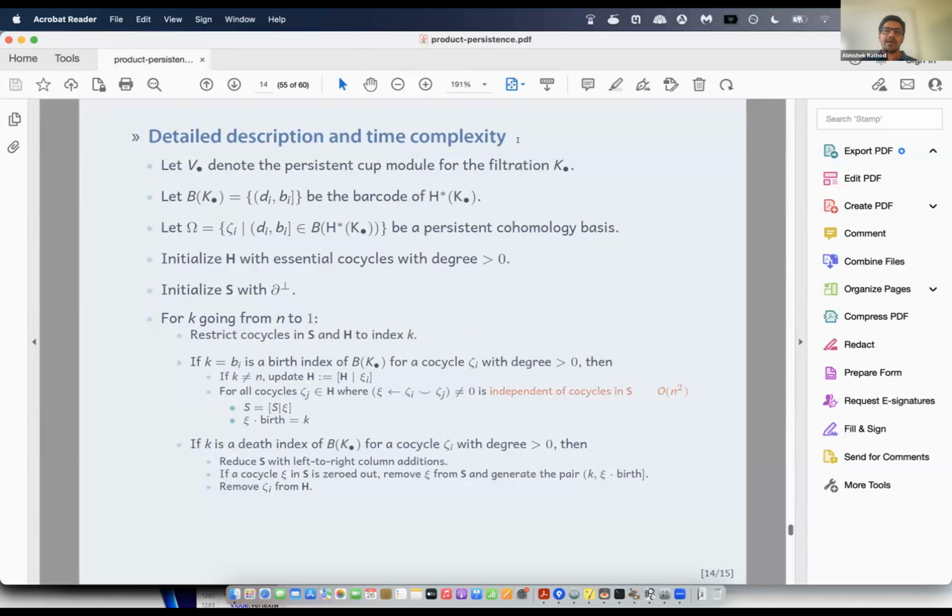And this check can happen somewhere in the for loop, but it happens at most once. So there are n² pairs to check, and each of them takes n² time. So the total time for this step is O(n⁴).